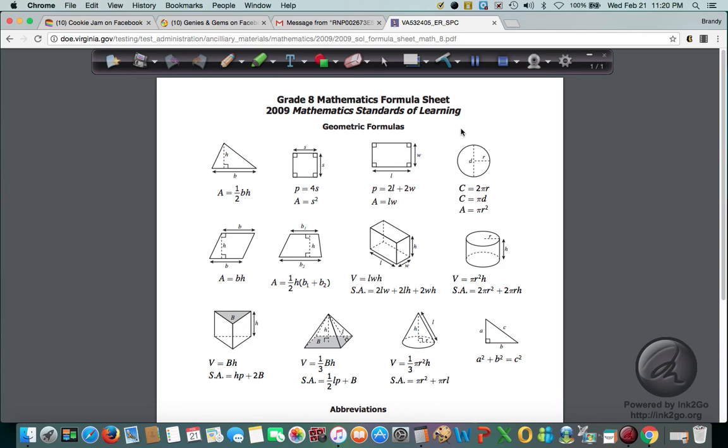All right. This is going to be the end of the first part of the notes with just the basic shapes. The next video will show you how to do composite shapes. Those are our mashups, how to find the area and perimeter of those things.